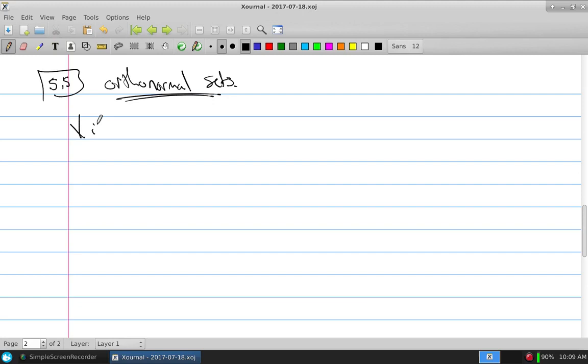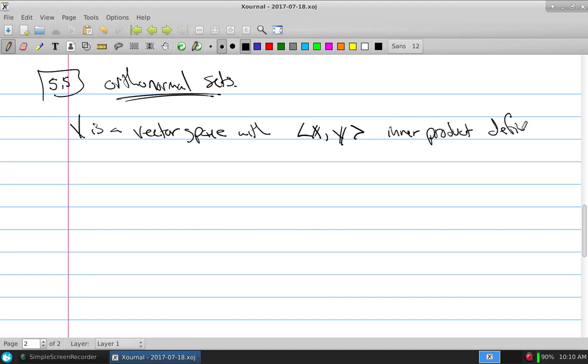So we have V is a vector space with an inner product defined. Now, as you can tell from the examples in 5.4, the inner product tweaks, right? Every different vector space picks a different inner product. Sometimes they pick a weighted inner product. Sometimes they pick a non-weighted inner product. They kind of just go through it.